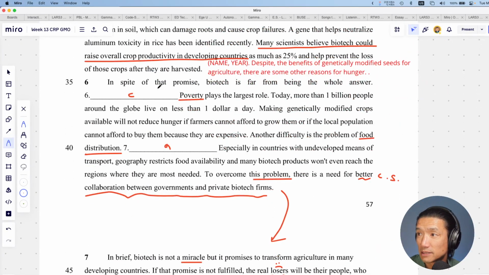In spite of that promise, biotech is far from being the whole answer. Poverty plays the largest role today. More than 1 billion around live on less than $1 a day. Making genetically modified crops available will not reduce, limit maybe, will not reduce hunger if farmers cannot afford to grow them, or if the local population can't afford to buy them because they are expensive. Another difficulty is the problem of food distribution. Underdeveloped means restricts, limits. Geography restricts food availability, it won't reach the places where they are needed.